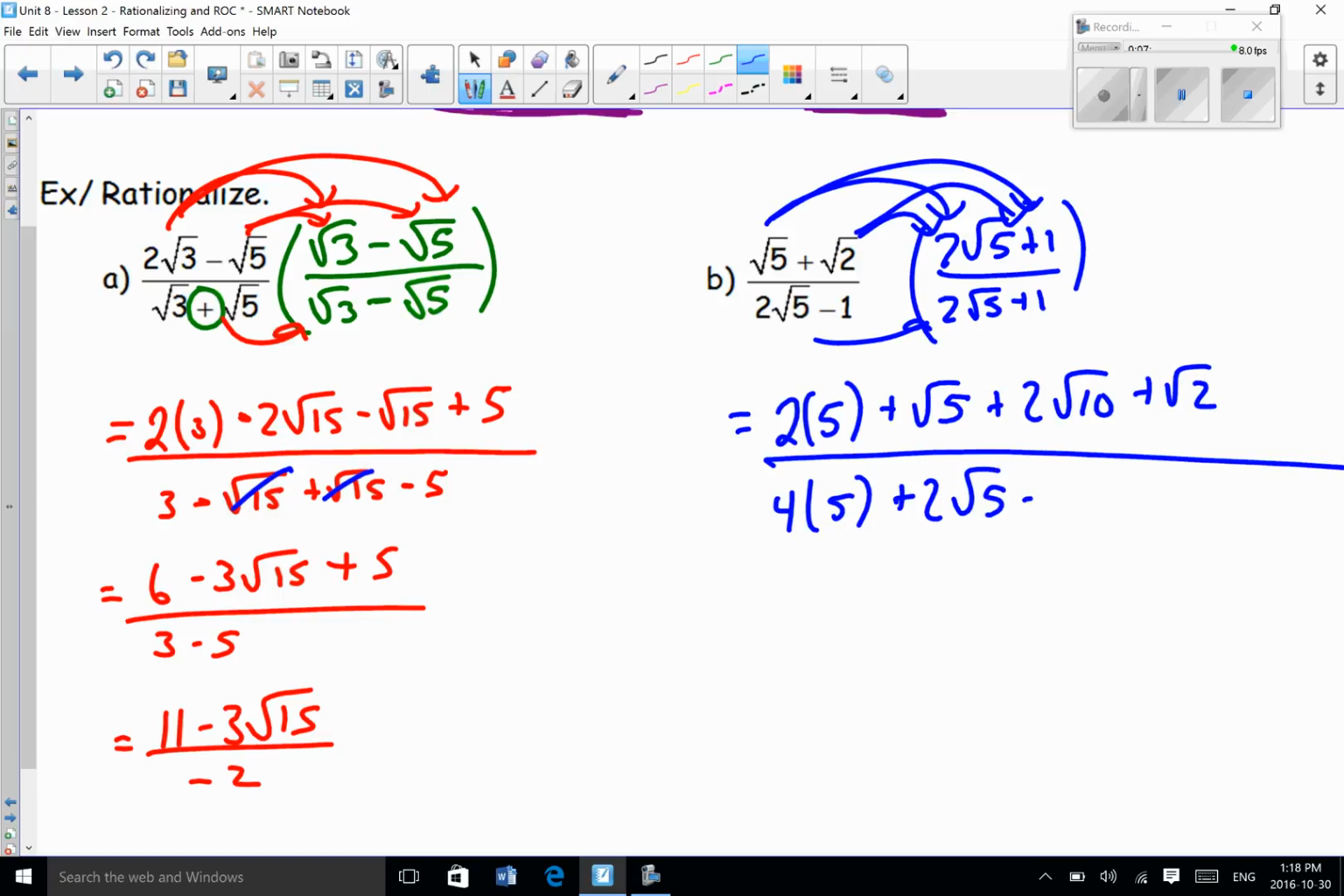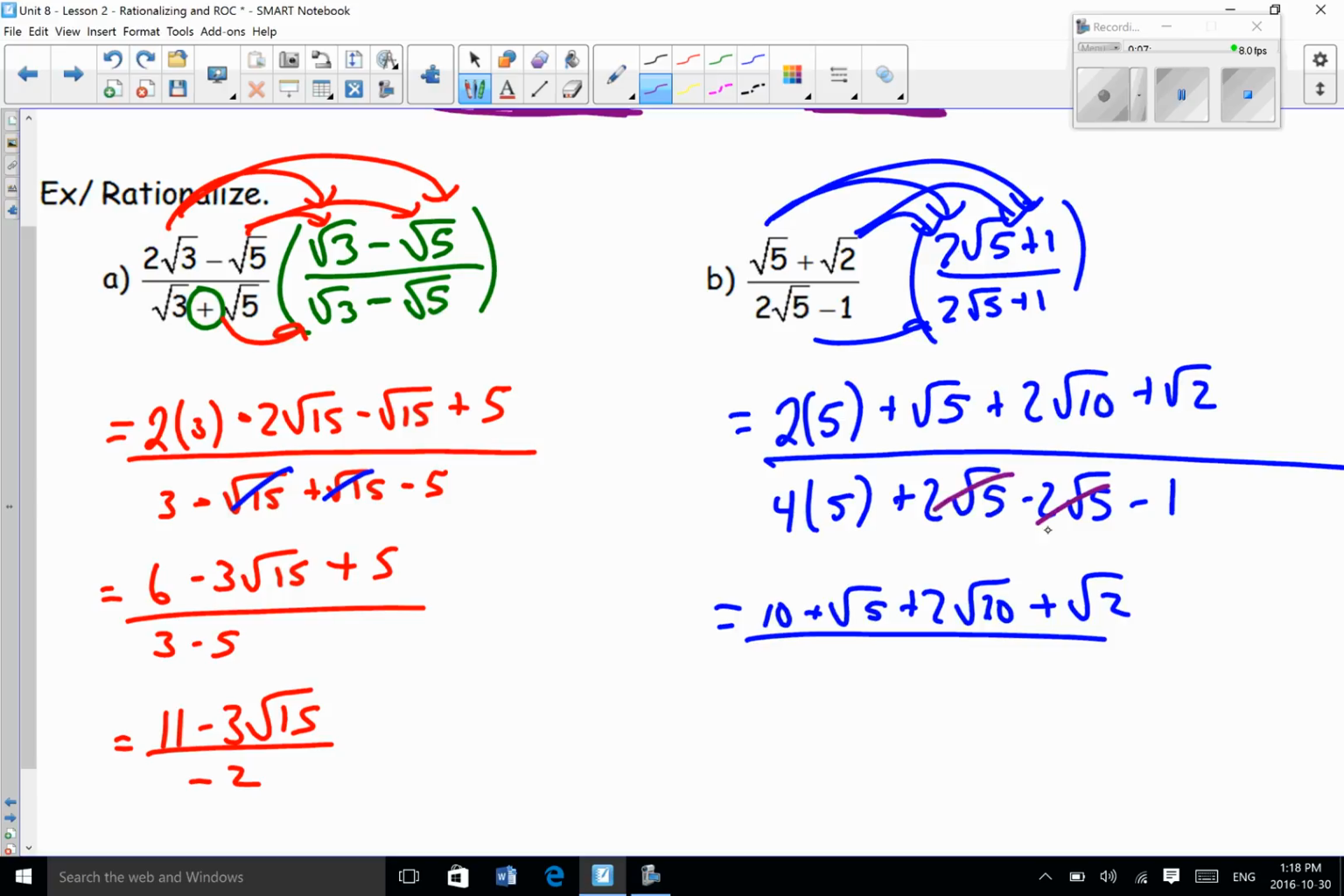plus 2 root 5, minus 2 root 5. And 1 times 1 is 1. Simplified, we'll get 10 plus root 5 plus 2 root 10 plus root 2 all over. These two will cancel. So we'll get 20 minus 1, in other words, just 19. And yes, it definitely looks more complicated, but it will be easier for us to deal with algebraically, calculus-wise, to figure out that ROC equation if we don't have radicals on the bottom. That was our objective here.